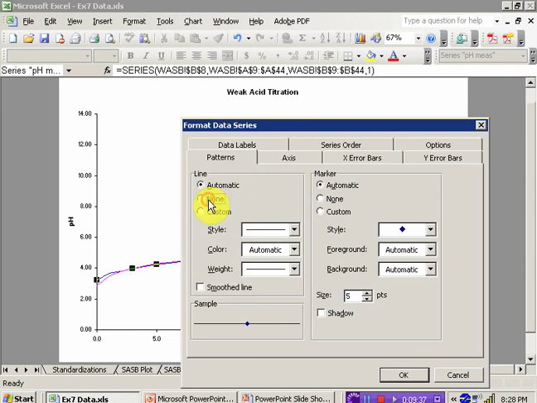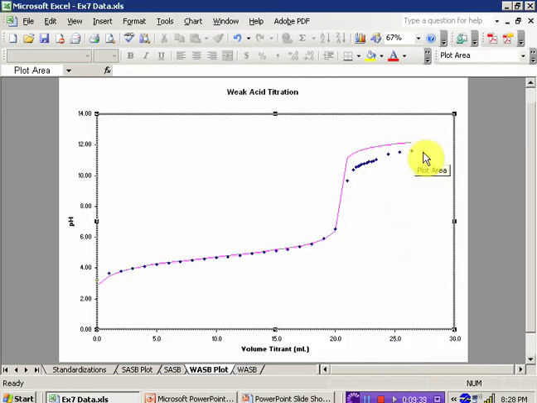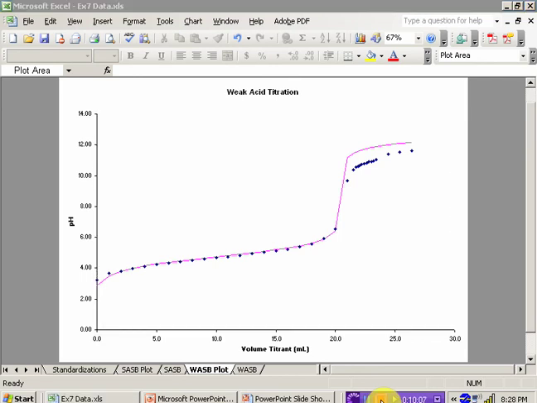I want to take this and change my data so that it is markers and not a line. And there's my fit. You can see it's fitting very nicely through this buffer region, but not so well up here at the top end. This is likely because my hydroxide ion concentration is off. If you have any questions on how to do this, talk to your instructor. But at this stage, you should know how to do the calculations for a weak acid strong base titration.